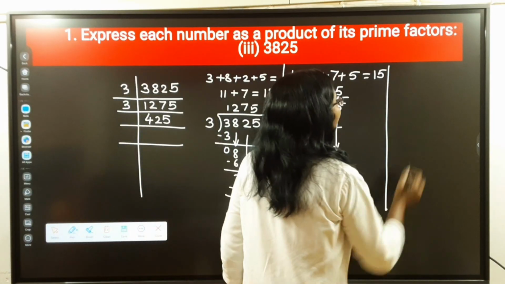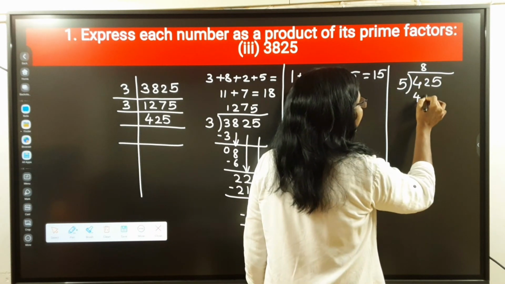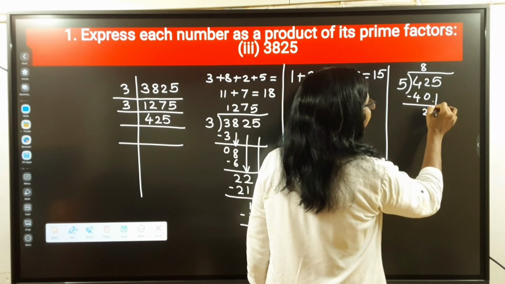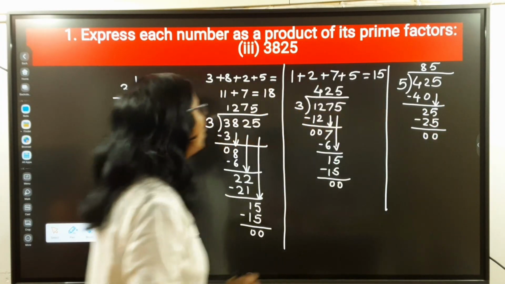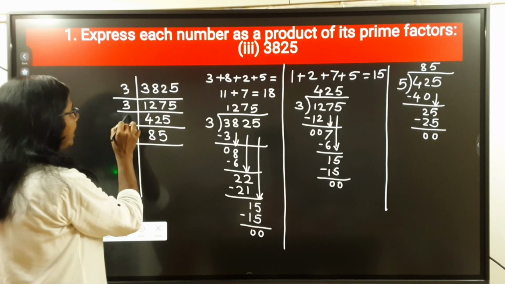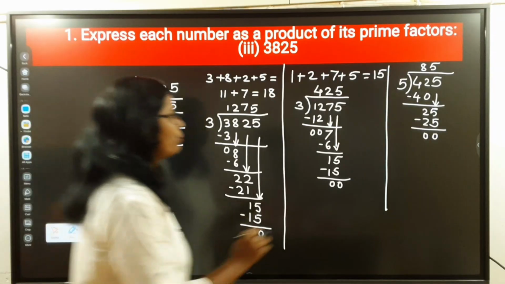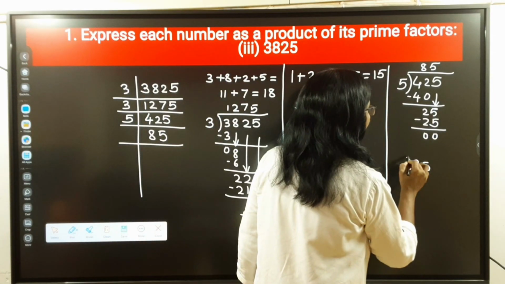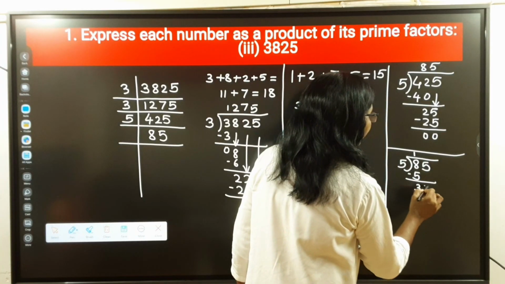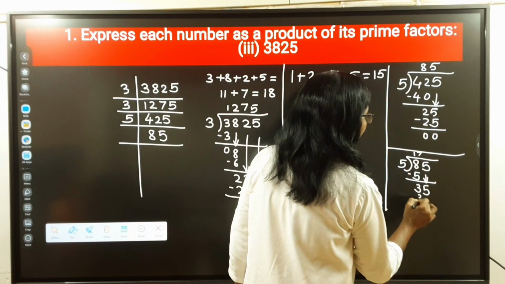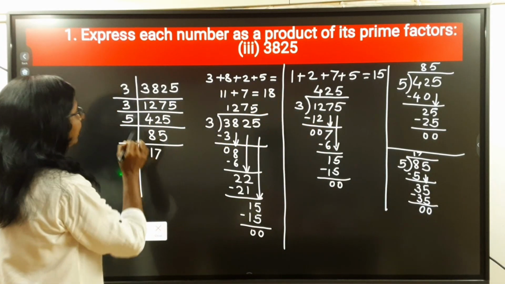So 425 divided by 5. 5 8s are 40, then 25, so 5 5s are 25. Okay students? Now we write 85 here and here 5. Now 85 divided by 5. 5 ones are 5, and then 35, so 5 sevens are 35. So here we have 17. I write 17 here and here 5.